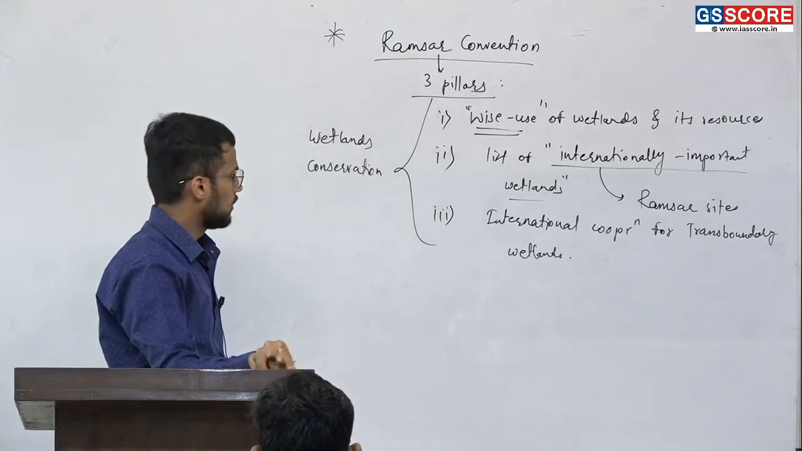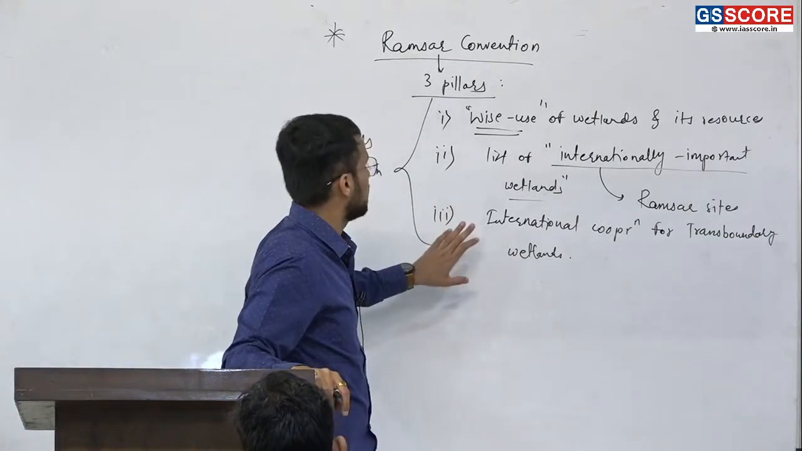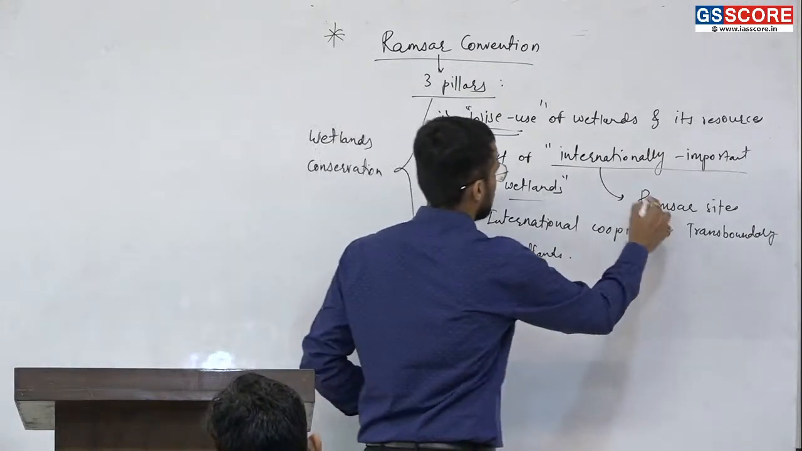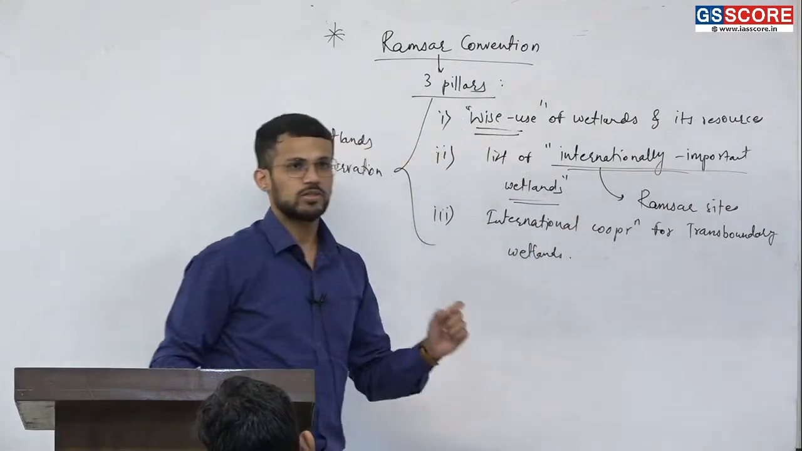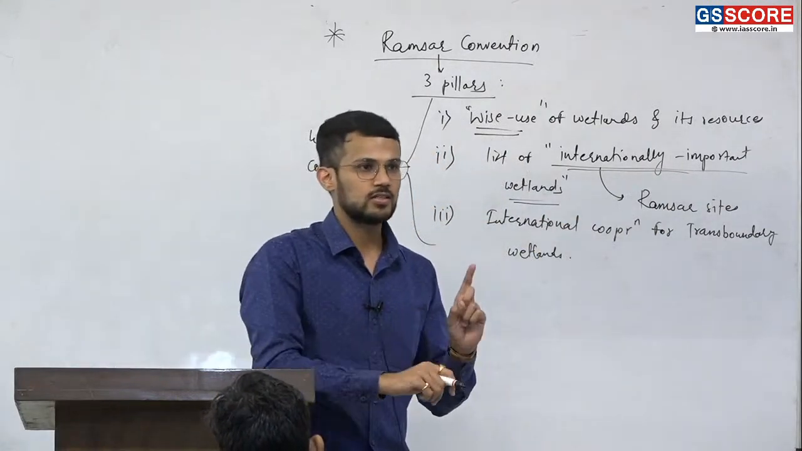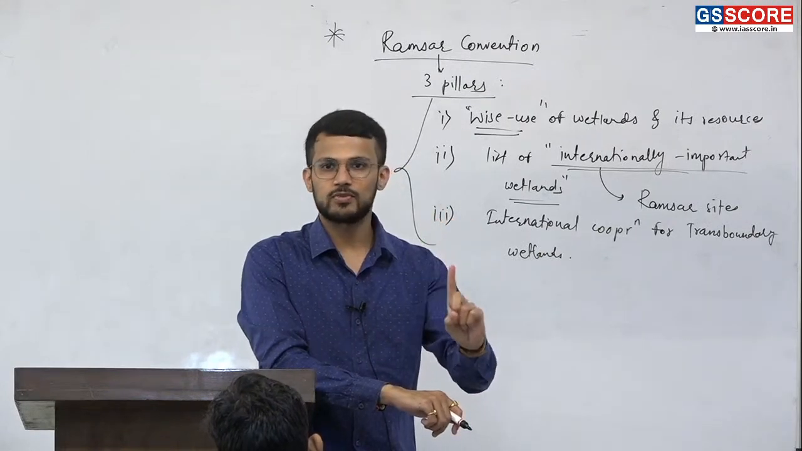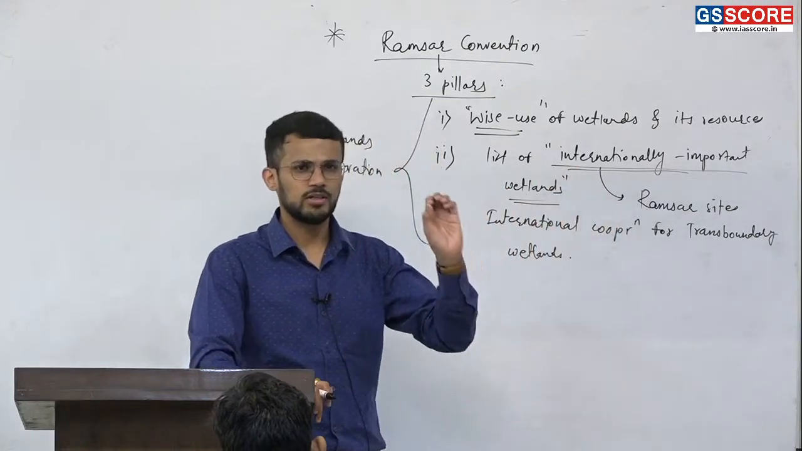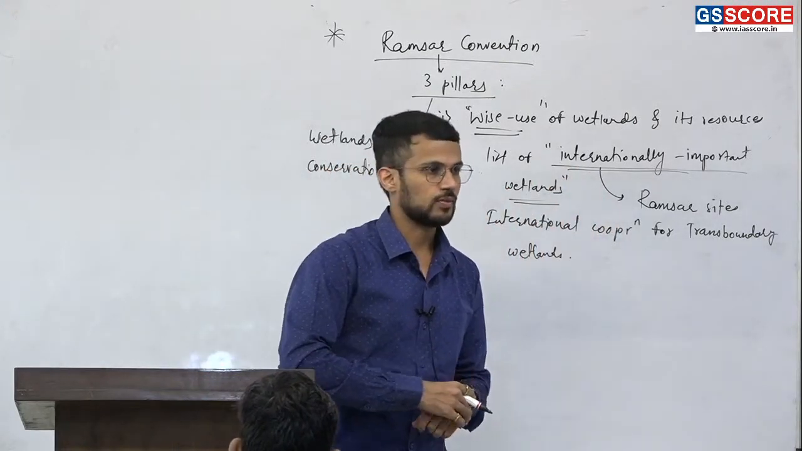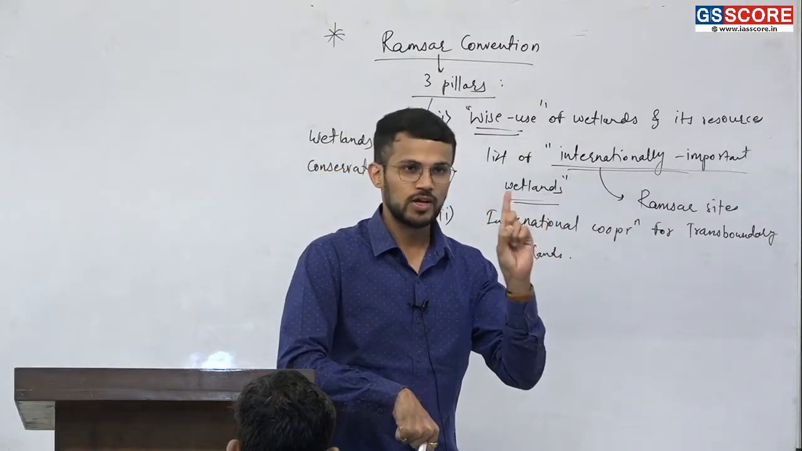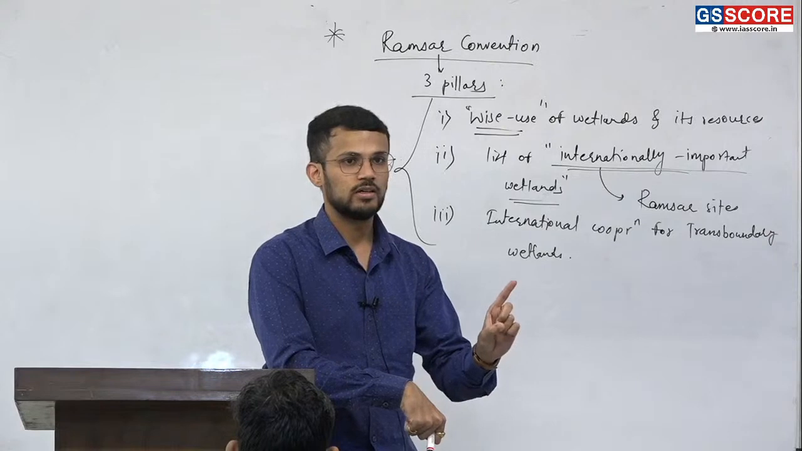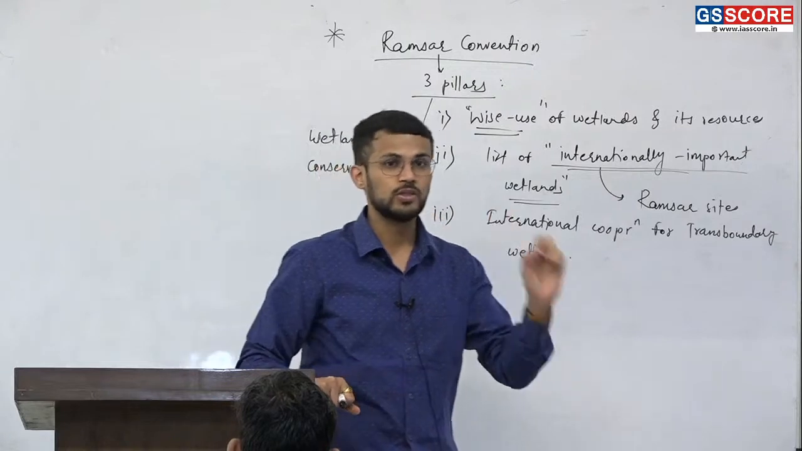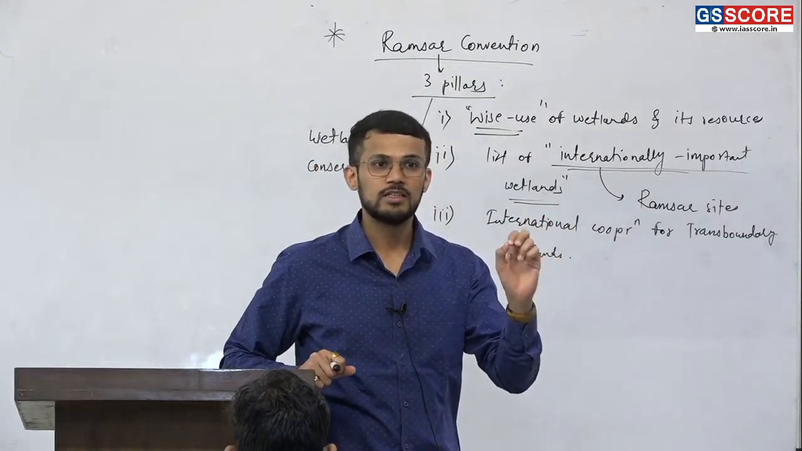Apart from these three pillars, in order to come up with internationally important wetlands, the Ramsar Convention has given 9 criteria, out of which any one should be satisfied by that particular wetland to be an internationally important wetland. Can you tell me about those 9 criteria? A wetland should be rare and unique, and it should be a natural or near natural wetland.